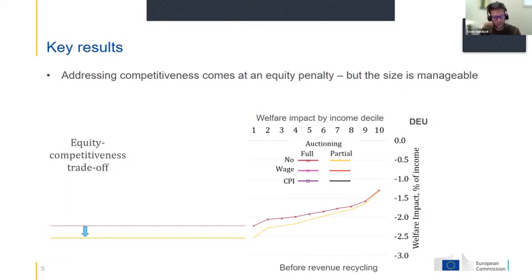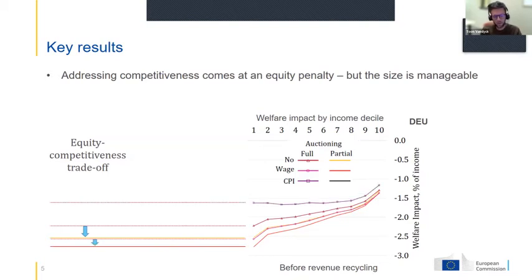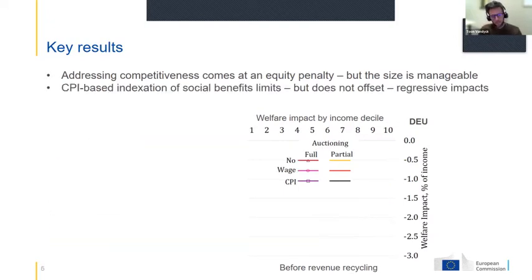So actually the equity competitiveness trade-off, we find it comes through 3 channels. So the income, the expenditure, and the revenue side. And we see it occurs for all the indexation cases. So we find this equity competitiveness trade-off across the scenarios. And yeah, here the key message is that ensuring competitiveness through free permits may come at an equity penalty for within country income distribution. That's one key message.